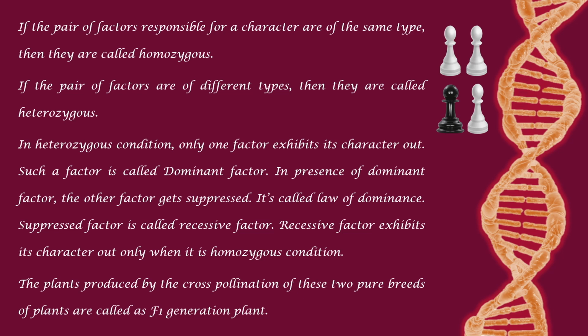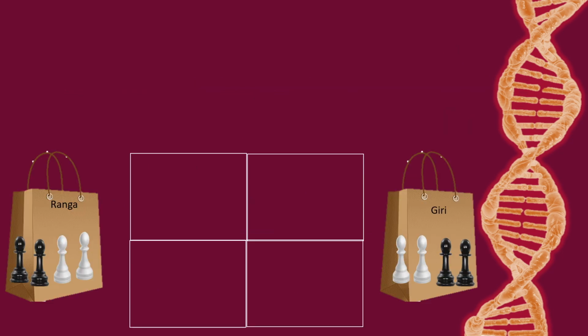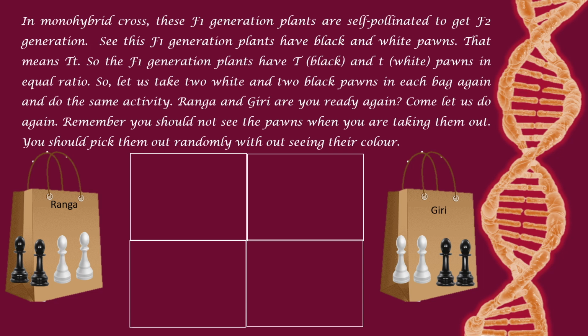The plants produced by the cross-pollination of these two pure breeds of plants are called F1 generation plants. In monohybrid cross, these F1 generation plants are self-pollinated to get F2 generation. See, these F1 generation plants have black and white pawns. That means capital T, small t. So the F1 generation plants have capital T black and small t white pawns in equal ratio. So let us take 2 white and 2 black pawns in each bag again and do the same activity.